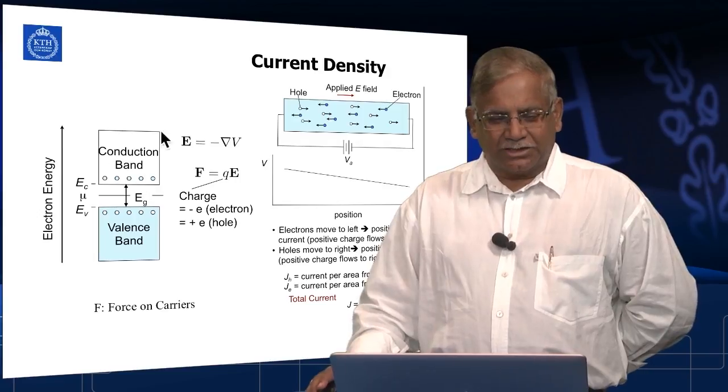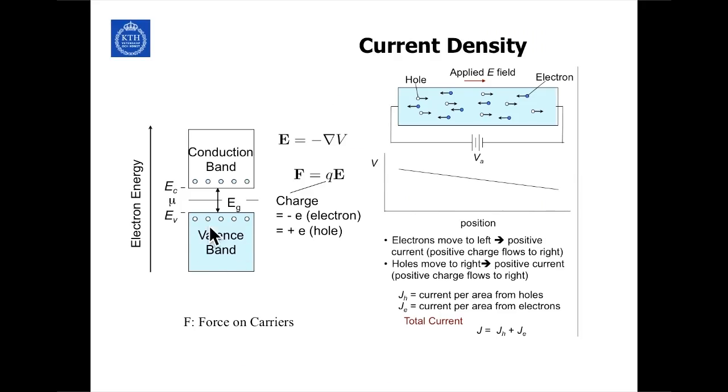For example, this is the conduction band here, and this is the valence band as we talked about, and the energy is given essentially by delta V, and the force on the carriers is given by the charge multiplied by the field. So you can see the holes are moving from left to the right, and electrons are moving from the right to the left, and there is a voltage applied to this.